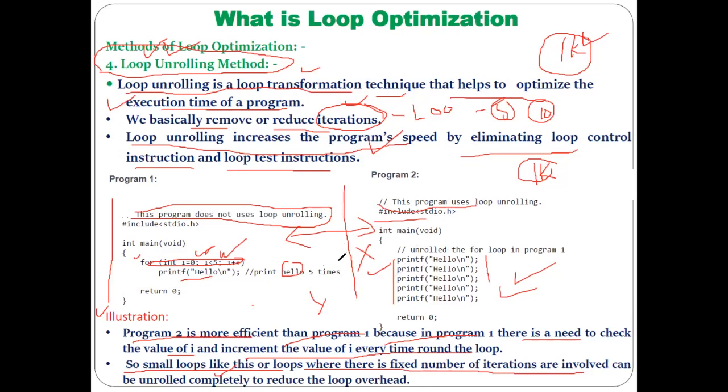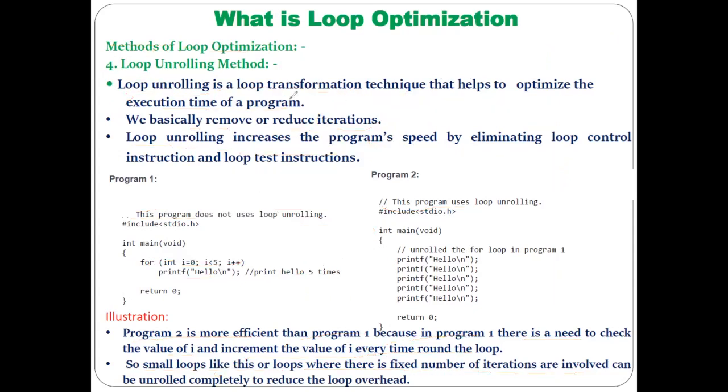But if the iterations are very large, 100,000, then it is not good to utilize the loop unrolling method. But if the iterations are fewer, then definitely the loop unrolling method reduces the overhead. Now what is the overhead here in this example? Every time checking the value of I and incrementing the value of I, that is the overhead here. But if you write it like this, the overhead is getting reduced. Okay. So I hope all of you understood the loop unrolling method, where we reduce or remove the iterations, or where you completely remove the loop instruction directly.